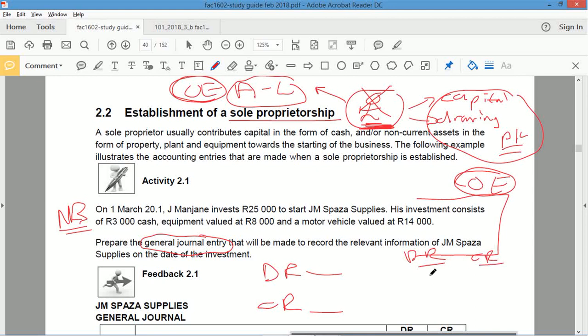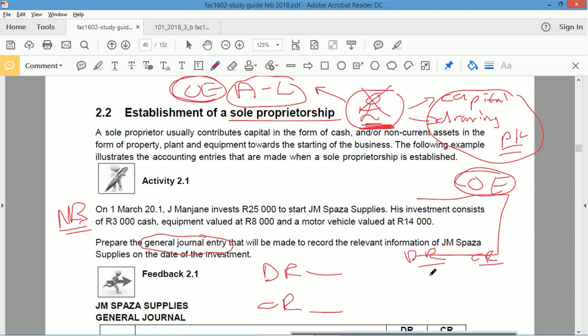Okay, so what are you going to do here? The first one was 2001. JM invests 25,000 in JM Spas or Supplies. His investment consists of 3,000 cash, equipment valued at 8,000, and a motor vehicle. So won't your bank increase? By how much? 25,000? No. Or is it going to be the 14,000 plus 8,000 plus 3,000?